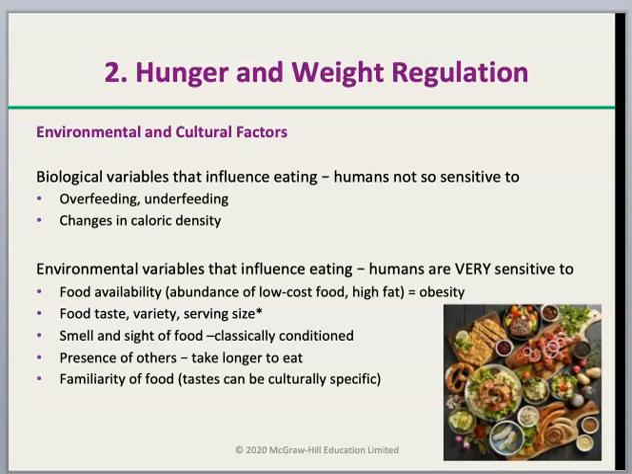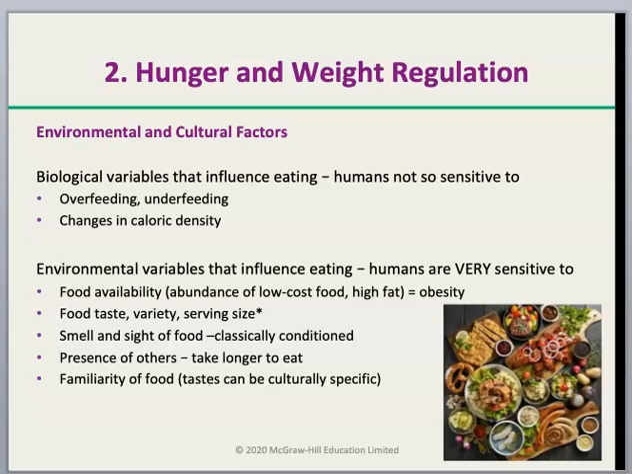Some of the variables that they talk about are food availability. So in North America, there's an abundance of low-cost, high-fat food, which has resulted in increased obesity rates. Food taste, variety, and serving size. Variety, they talk a little bit about at a buffet, right? When there's a huge variety of food to choose from, you tend to eat more.